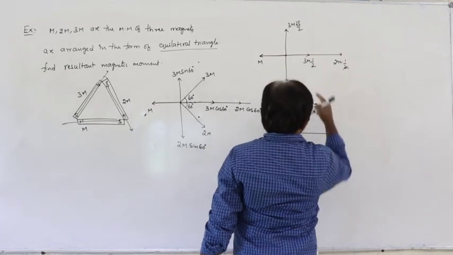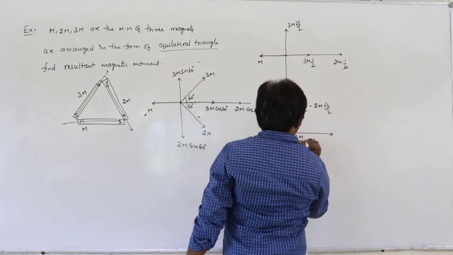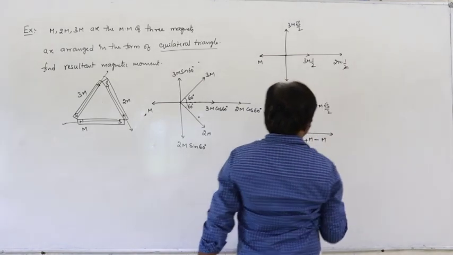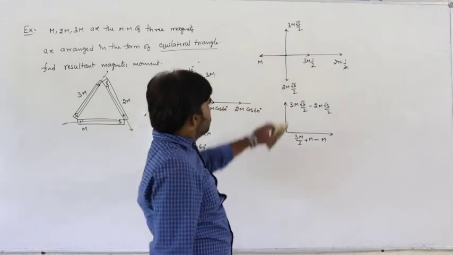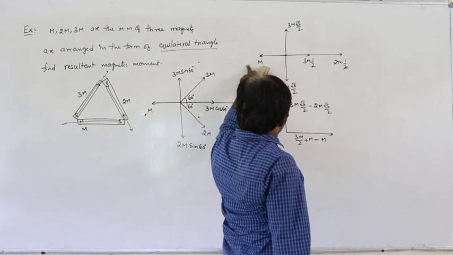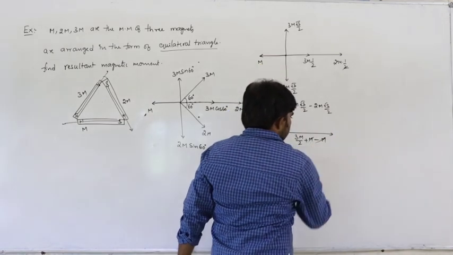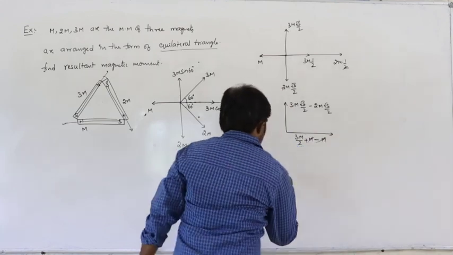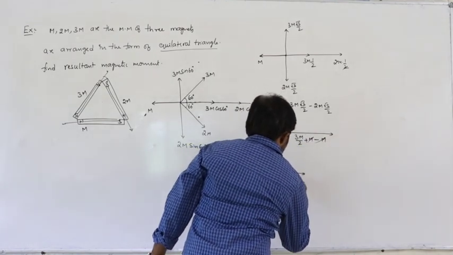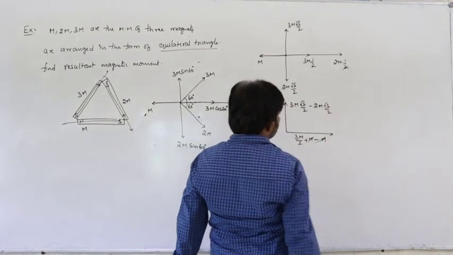Next, the horizontal direction, that is 3m by 2 plus m, and consider this minus m. This is 3m by 2, and m is in the opposite direction, that is minus. m gets cancelled. So now the resultant condition is, it is 3m by 2 here, and 3m root 3 by 2 minus 2m root 3 by 2.